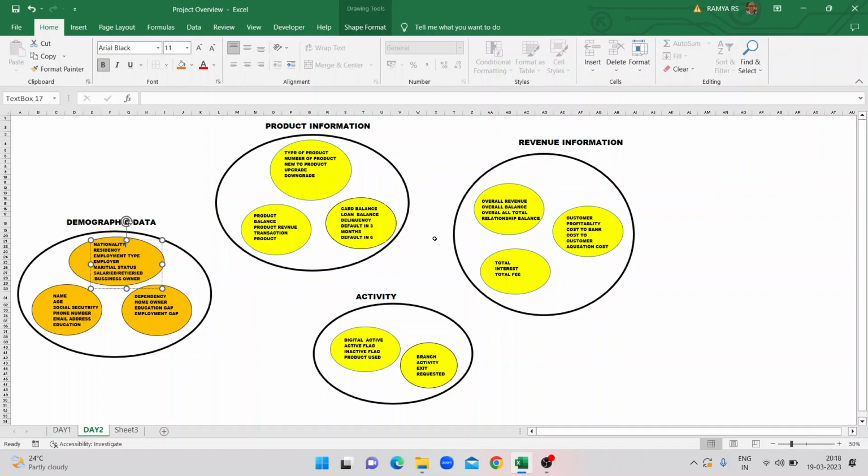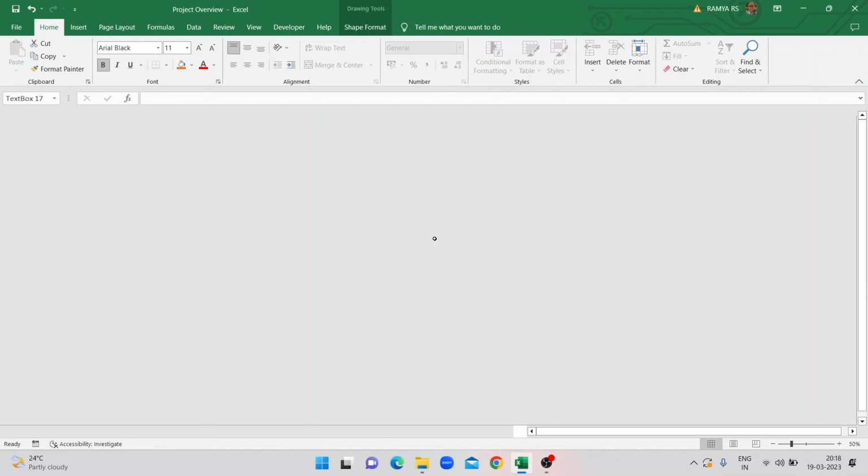Then we have product level information. So when we are talking about product level information, by that I mean what type of product the customer has. Is it a saving account? Is it a current account? Is it a credit card? Is it a mortgage loan? Is it an education loan? Then we have number of products.